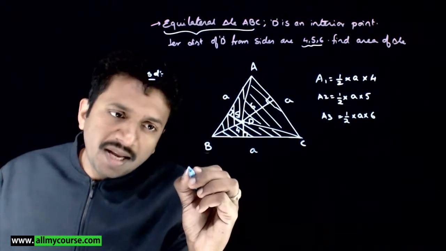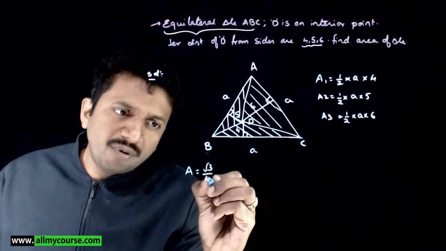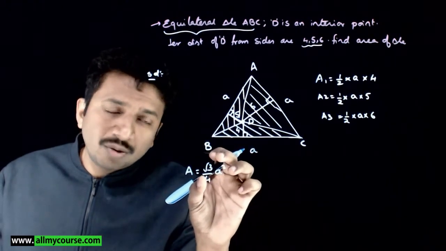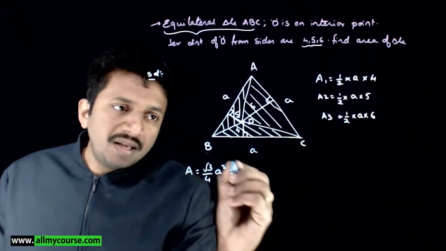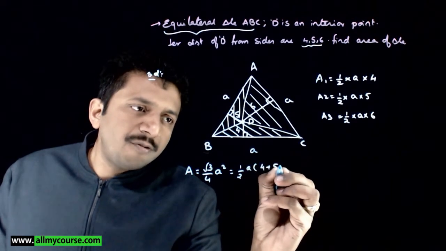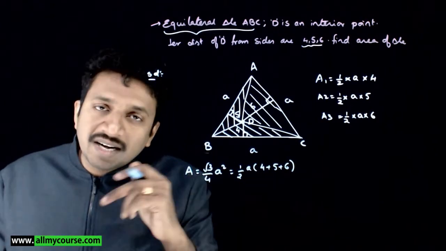So the total area of the triangle, which is root 3 by 4 a square because it is an equilateral triangle, we know that the formula is root 3 by 4 a square, should be the same as the sum of these three. It is half a times 4 plus 5 plus 6. So these two have to be exactly the same.